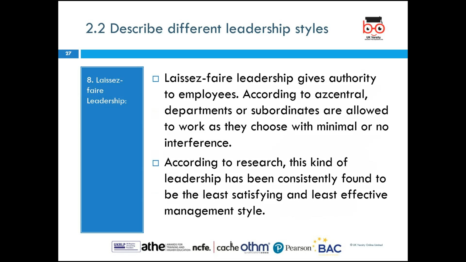Now, laissez-faire leadership is where you give authority to your employees. Your employees are allowed to work as they want. They choose to work when they want. They don't have much interference.